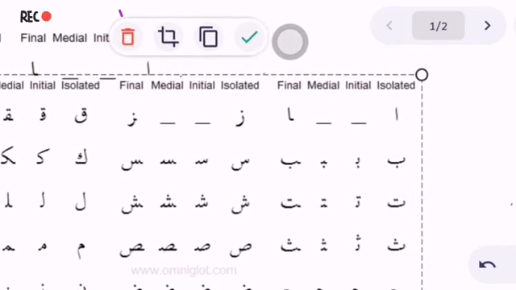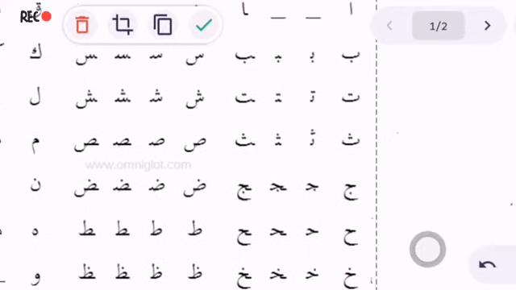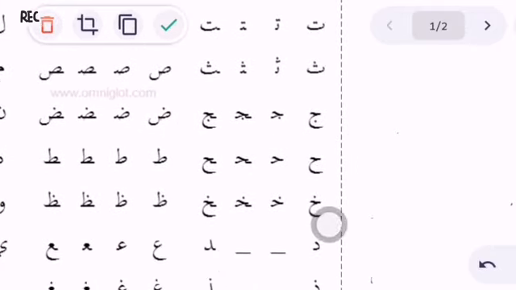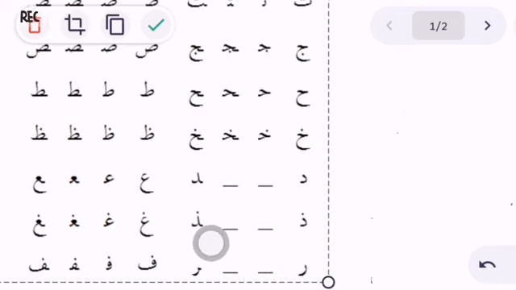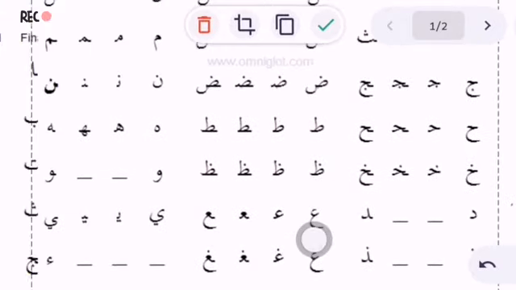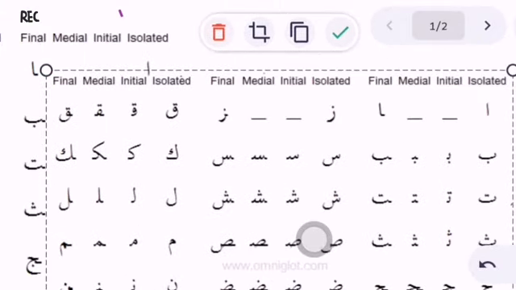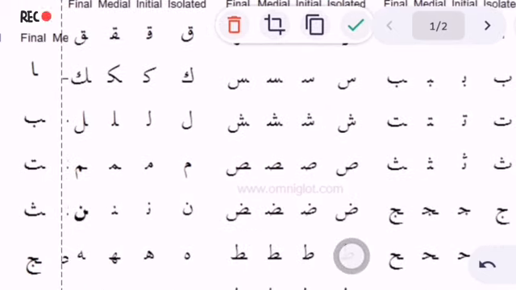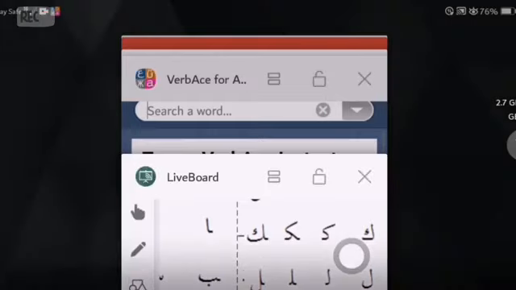These are ba at the beginning. This is where we have it. This is your ta. This is your tha. This is jim. This is ha. This is kho, the way we have it. This is dal. This is your ra here. Then you come back to zai. Look at it the same way. Look at the sin. Look at the shin. Look at the sod. Look at the dod.